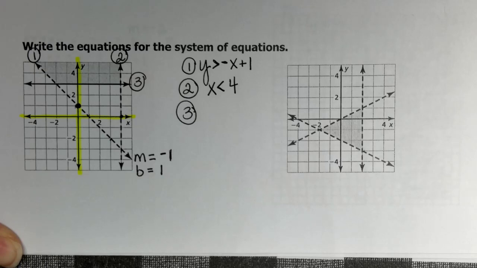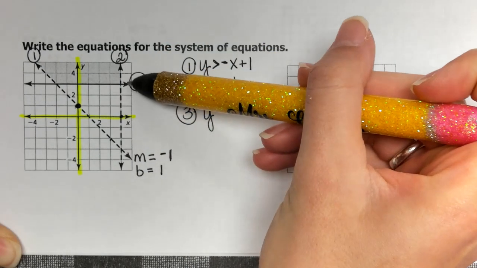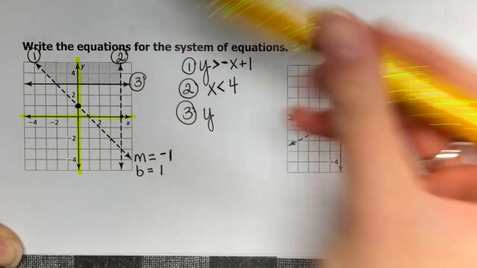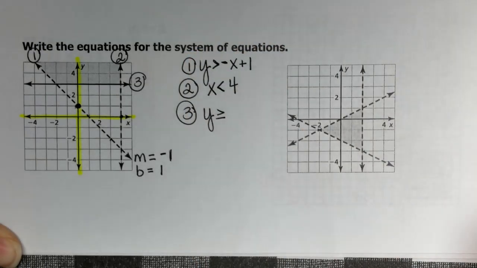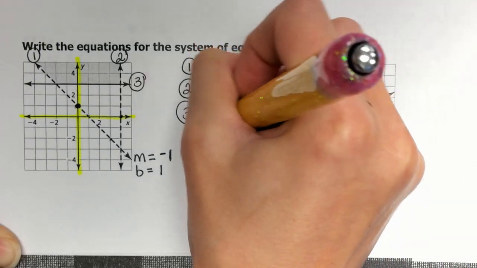My third one is horizontal, so I know that's going to be y. Is the shaded region above or below? Above, so that's going to be greater than or equal to because it's solid. Good job. And then what number am I going to put there? Very good.